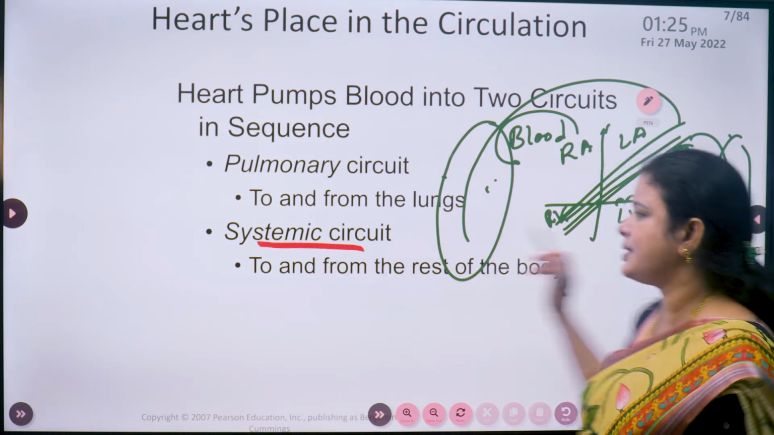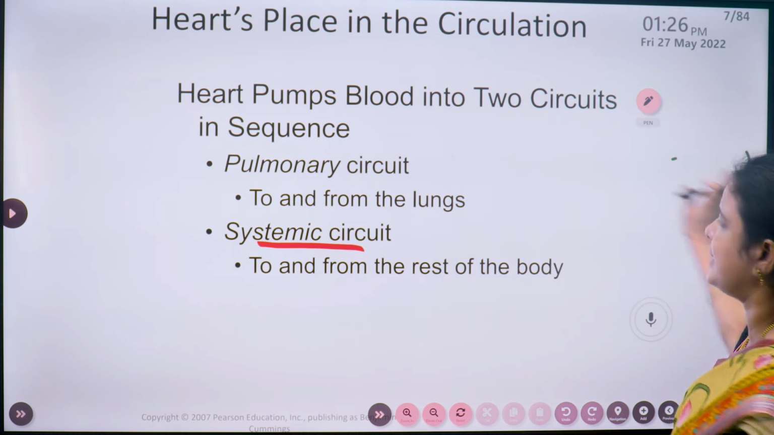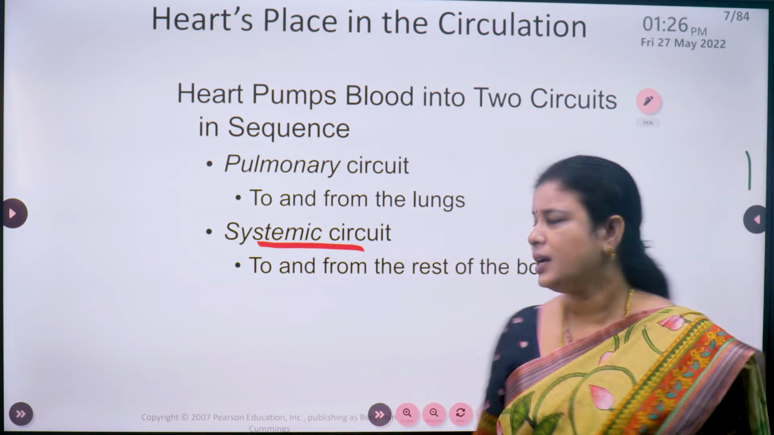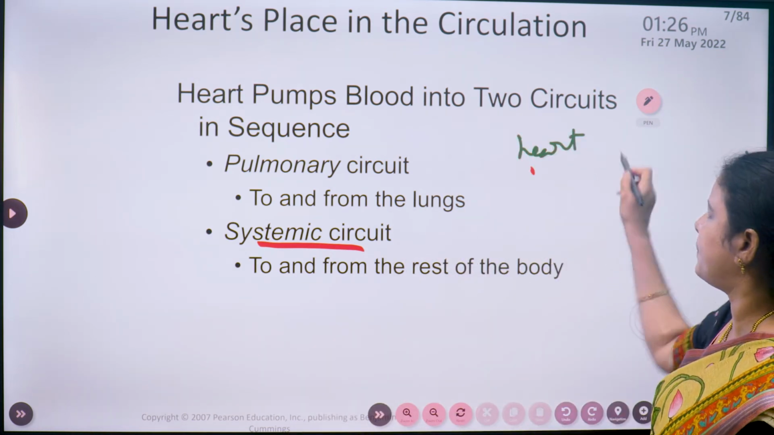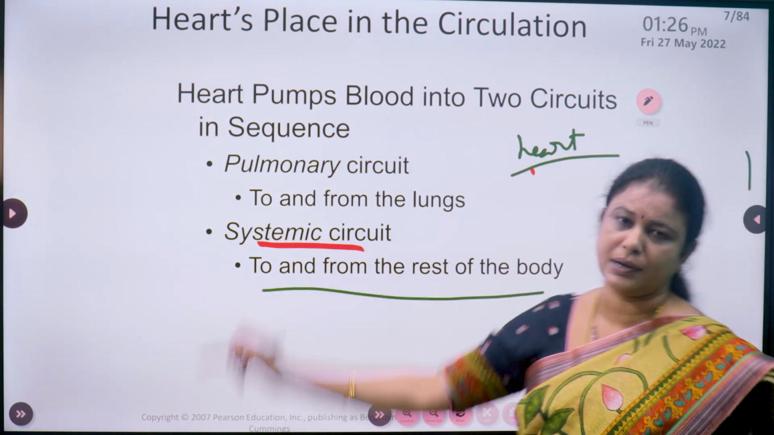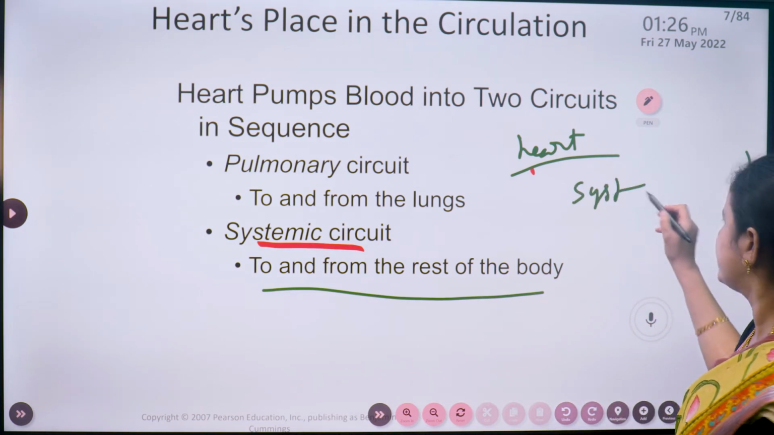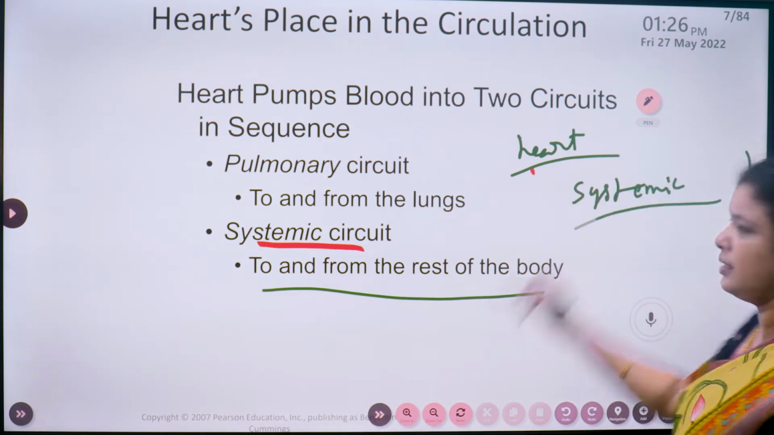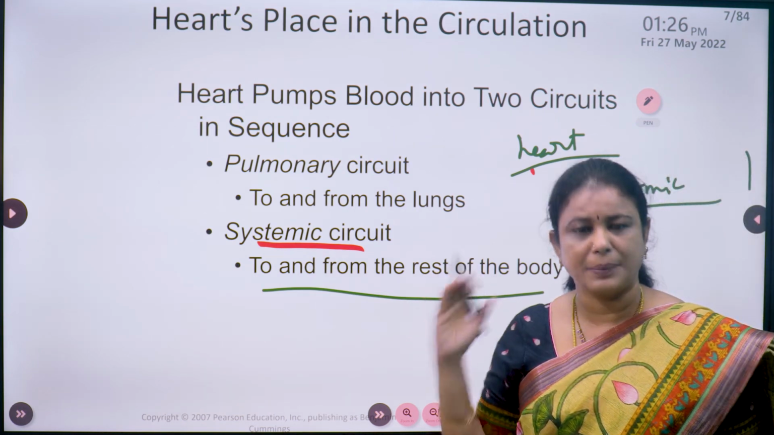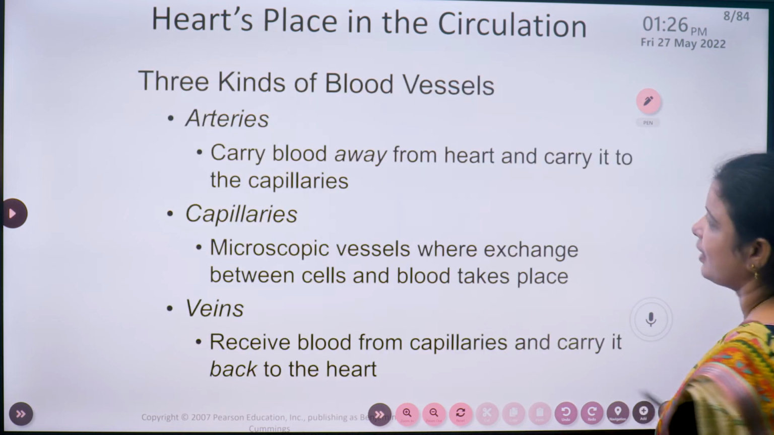Next is the systemic circuit. In systemic circulation, the parts of the body get supplied. How the heart pumps blood to all parts of the body, the rest of the body, is called systemic circulation. So in circulation we have pulmonary circulation and systemic circulation.